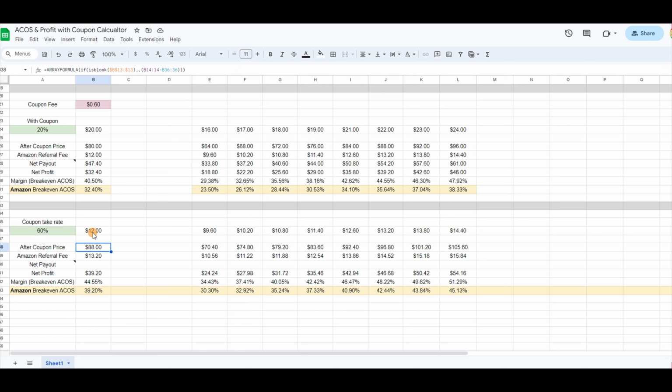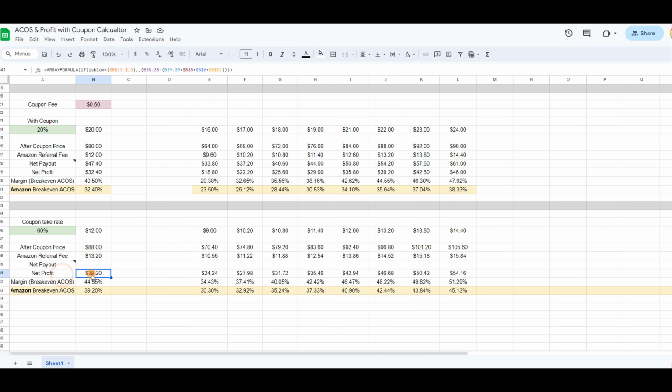So even though each coupon discounts $20, if you made 10 sales and only 60% of them took the coupon, then overall on average on those 10 sales you got paid $88 per product. Your referral fee on average is $13.20. The net payout here is empty. I need to fix that. I will fix it before I publish this.